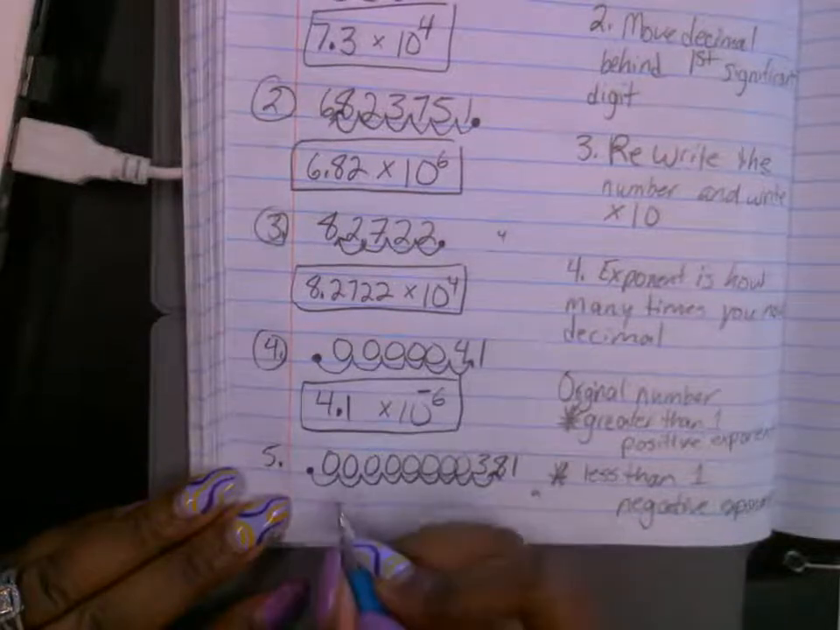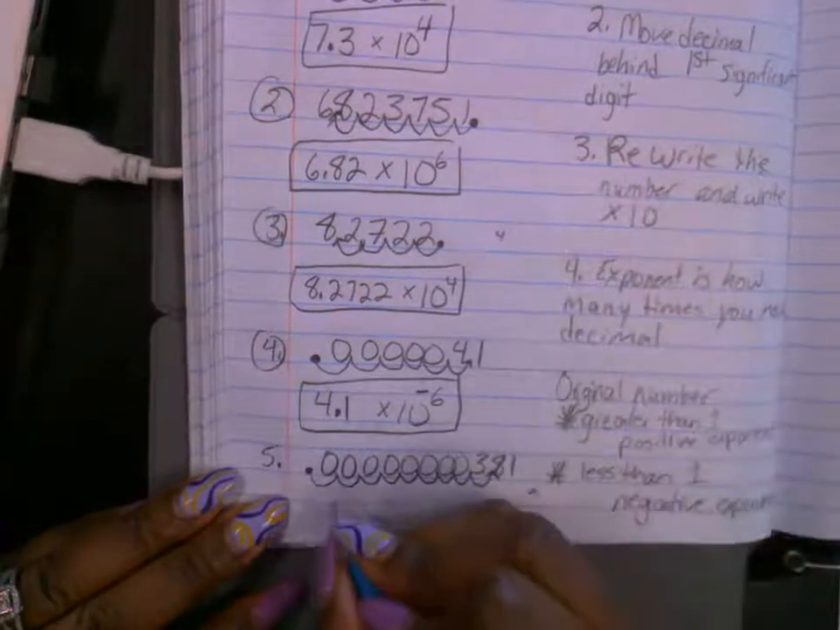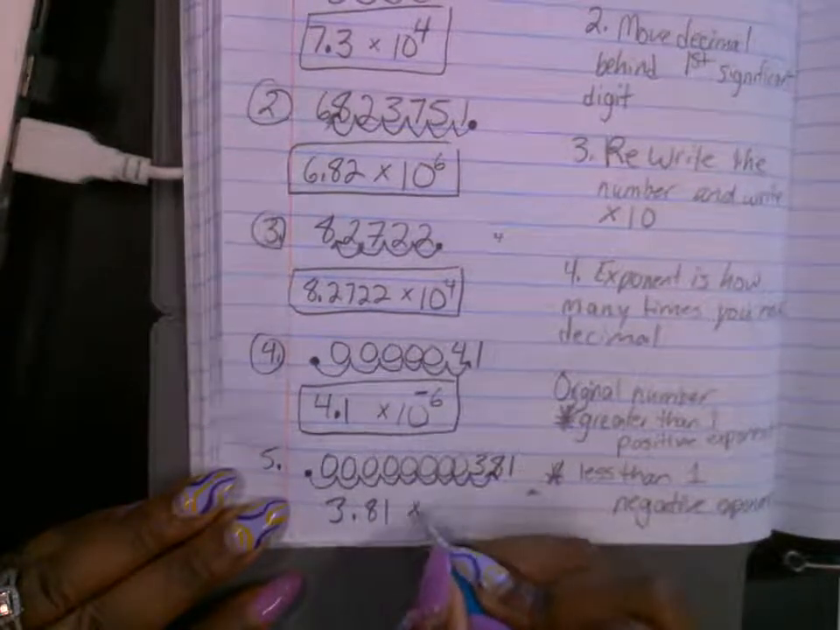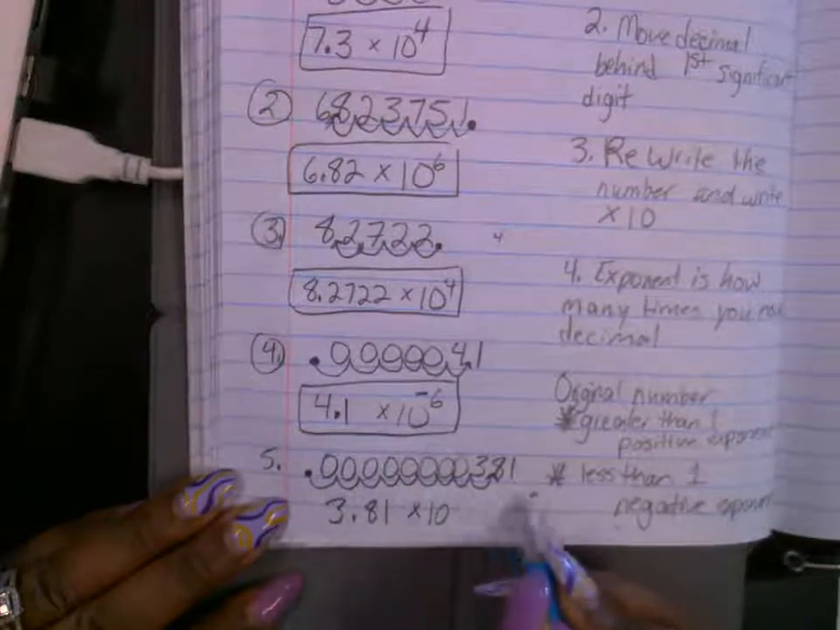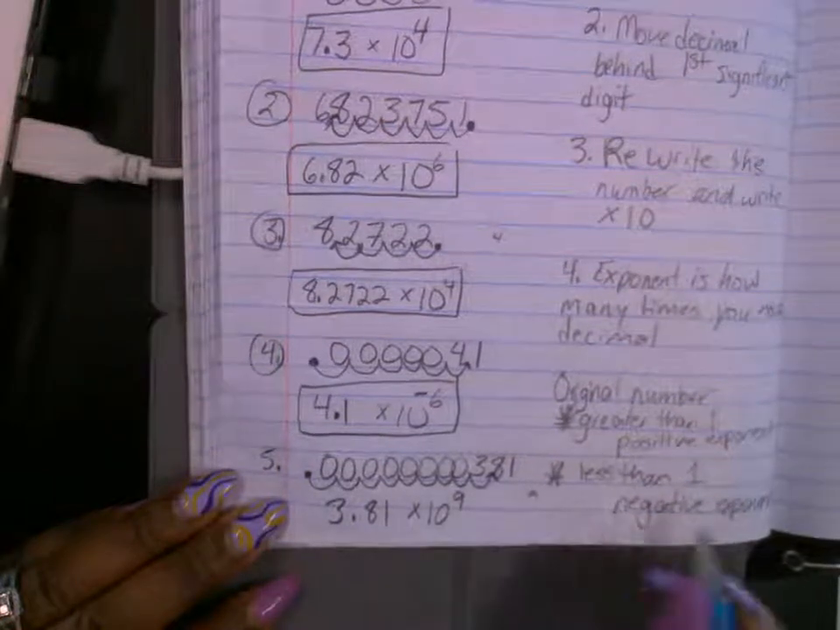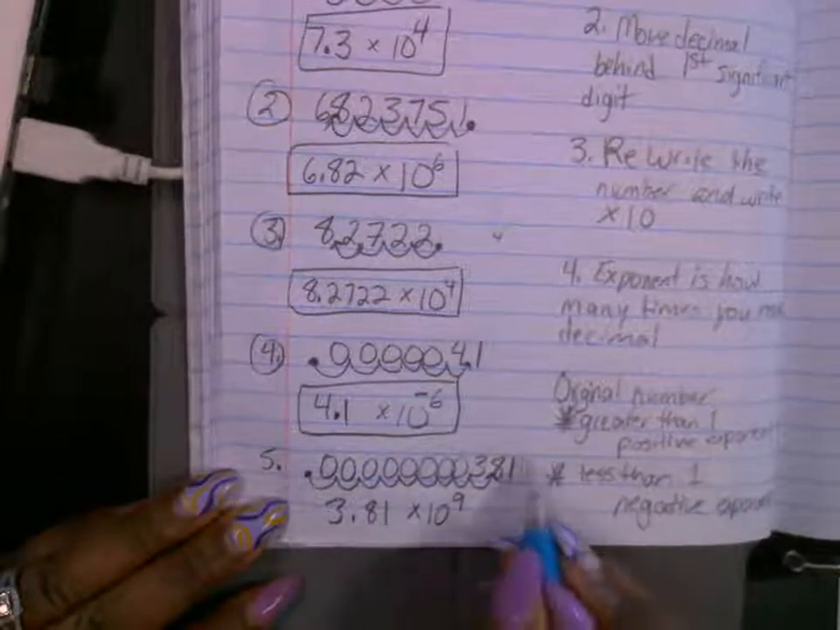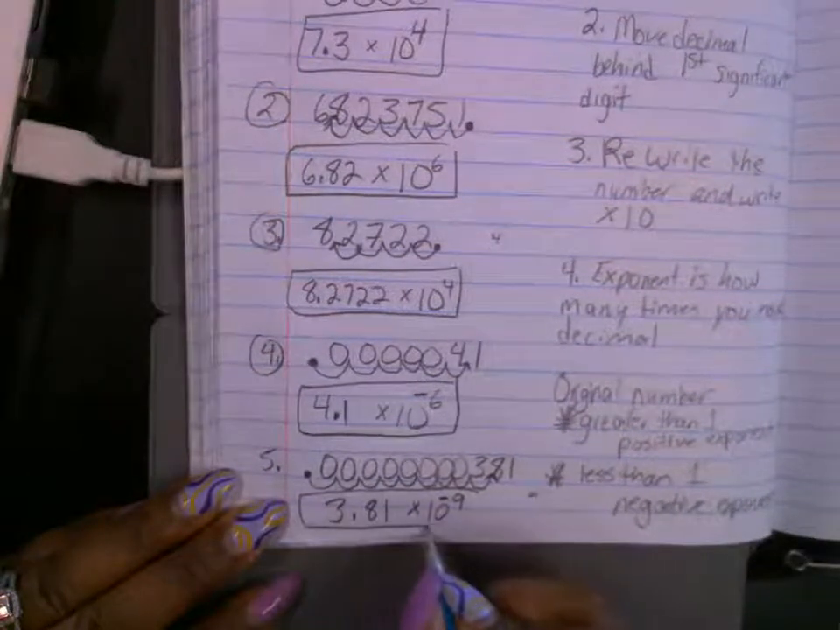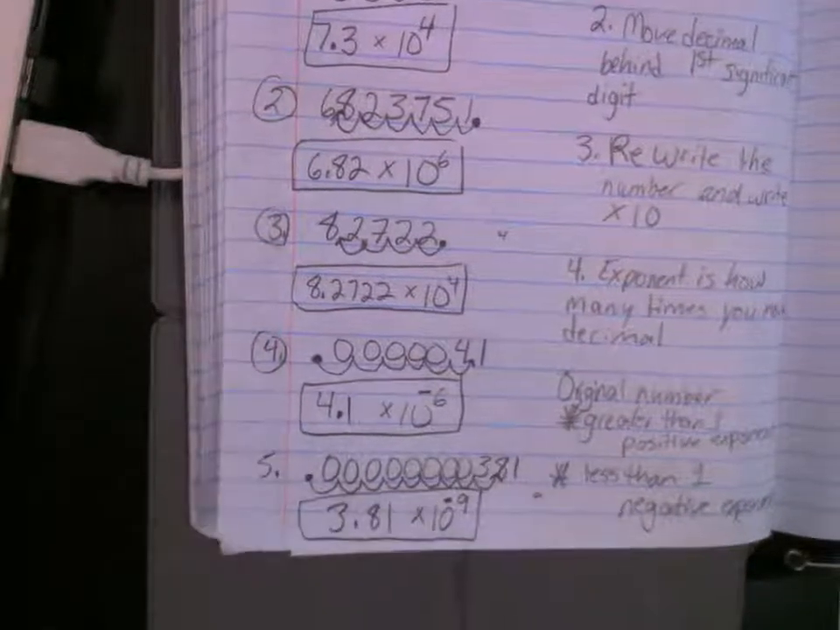All right, so we rewrite the number. That's 3.81. Then write times 10, and you move the decimal 9 times. It's going to be a negative because the original number was smaller than 1. This is the number written in scientific notation.